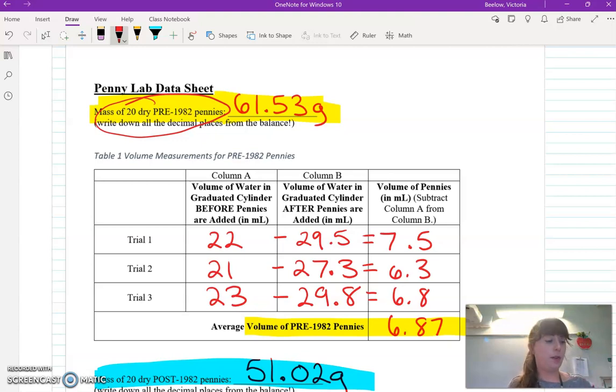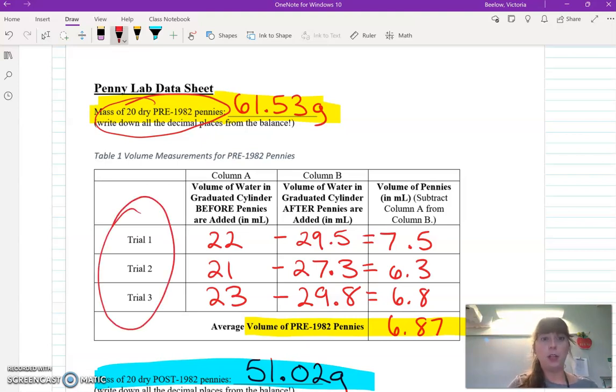Now, here's the thing with volume. Pennies are an irregular shape, so you can't measure their length, width, and height and then multiply those together to get the volume. Rather, you have to use water and a graduated cylinder. So in this lab, I had students fill up the graduated cylinder. This is the volume before adding the pennies. So you fill this up with water, you add the 20 pennies to it, and the volume will go up. And that's the after volume. And if you take the difference between those, you'll get the volume of the pennies.